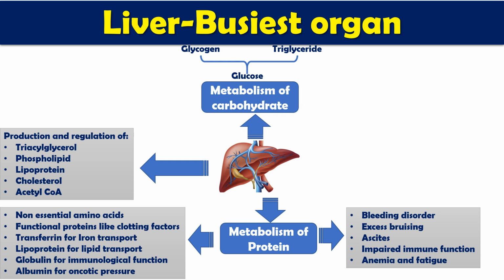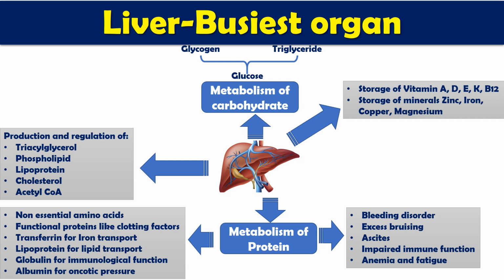Other than this, it is also responsible for the metabolism and excretion of steroid hormones and peptide hormones. These are the synthetic functions. Other than these synthetic functions, the liver is also responsible for storage functions. The liver stores a number of components, like most of the metal ions: zinc, iron, copper, magnesium. They are stored in the liver.